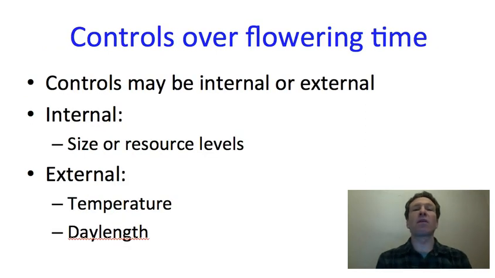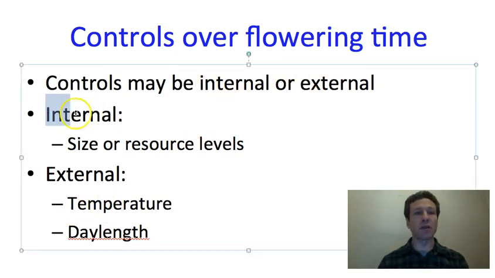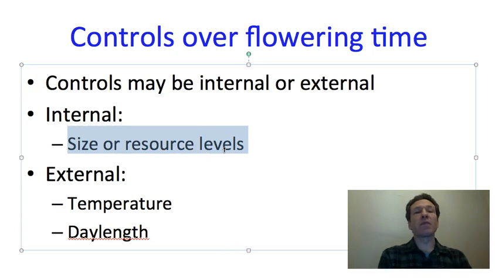We're going to move on now and talk about controls over flowering time. There are two very general categories of controls, internal controls and external controls. So internal means inside the plant. And these are things that do not relate to the environment. They can be the size of the plant or resource levels. So for example, the amount of nutrients the plant has stored.